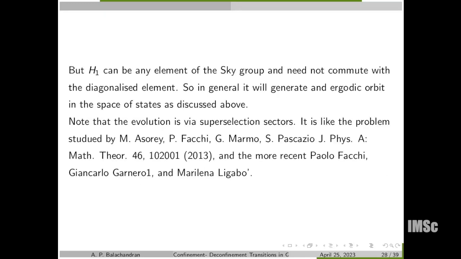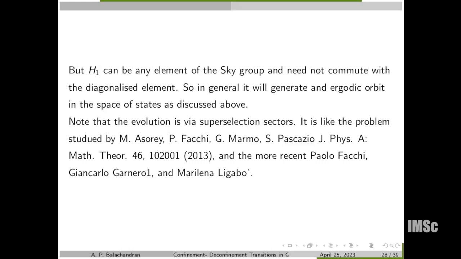But I want to tell this paper and then I'll stop. A problem similar to this was discussed by these people long ago. And recently, Paolo Facchi has been discussing it. What is the problem? Very simple. You take a particle on a circle. Okay? And you take the momentum operator as your Hamiltonian, i d/dθ. Very simple.